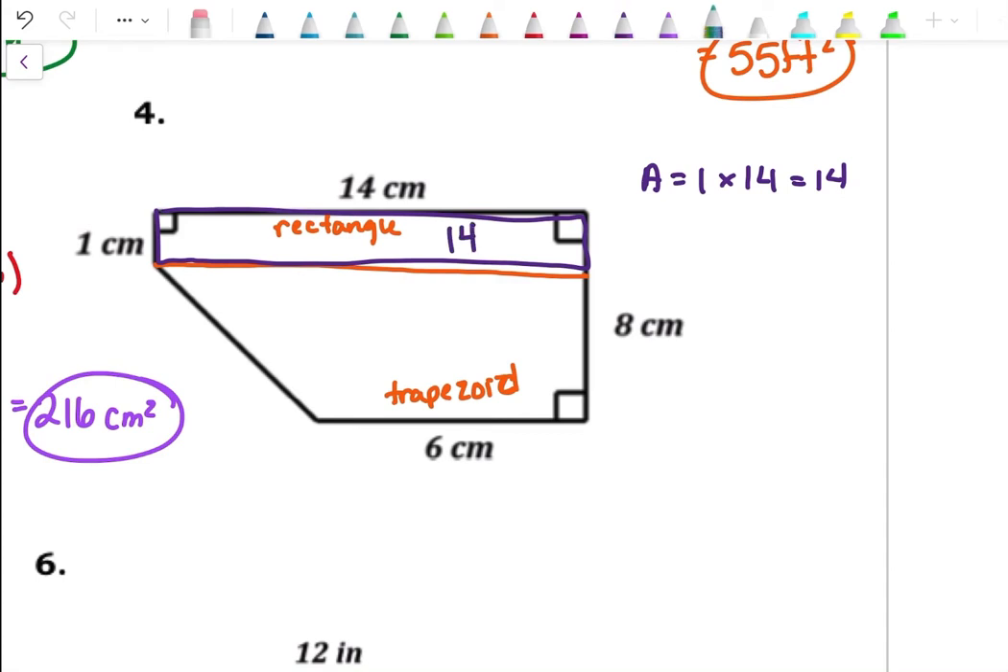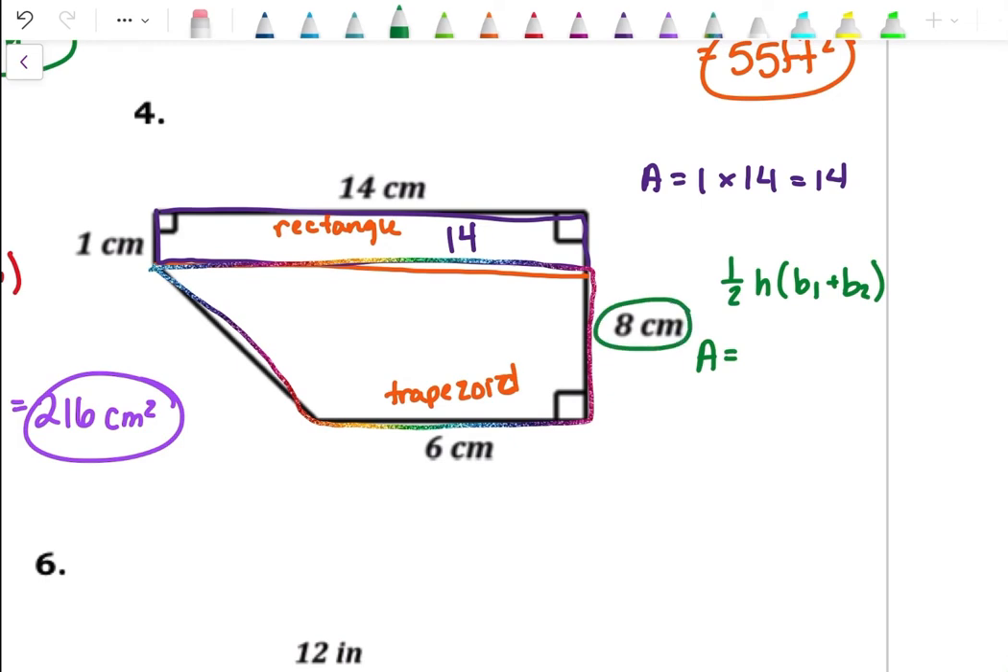Now, as for the trapezoid, to find the area of a trapezoid, I need to know the bases and then the height, because the area of a trapezoid formula is 1/2 the height times base 1 plus base 2. So for my height, I already know it's 8 because of this 8 right here, so that's going to be 1/2 of 8. My base is going to be 6, which is this one, plus 14, which is this part of the rectangle.